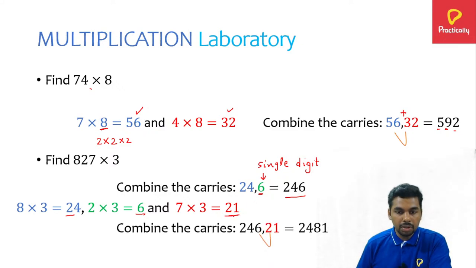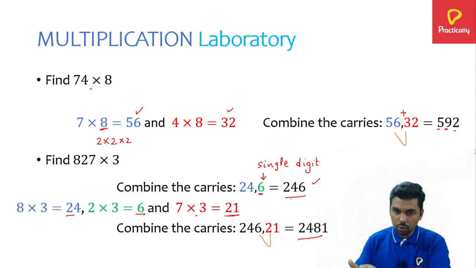Now the last number is 21, which also has to be included, but 21 is a two-digit number. So you write 246, which is the answer from the first step, comma 21. And next, what you have to do is you add this 2 as a carry to the 6. So you get the number 2481. The answer is 2481.